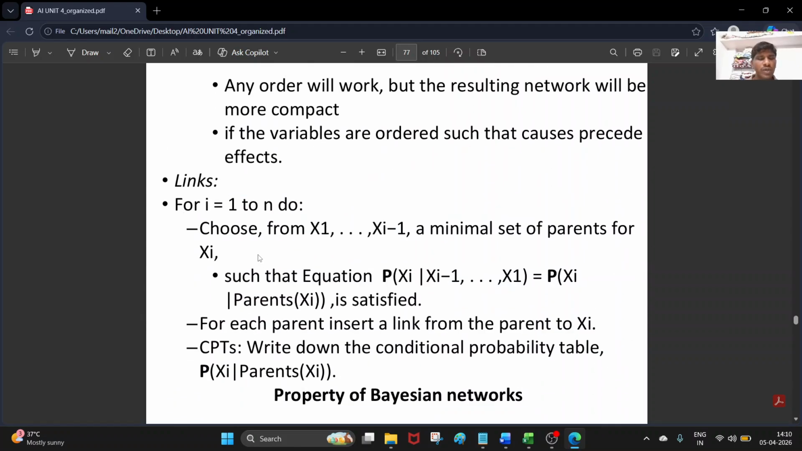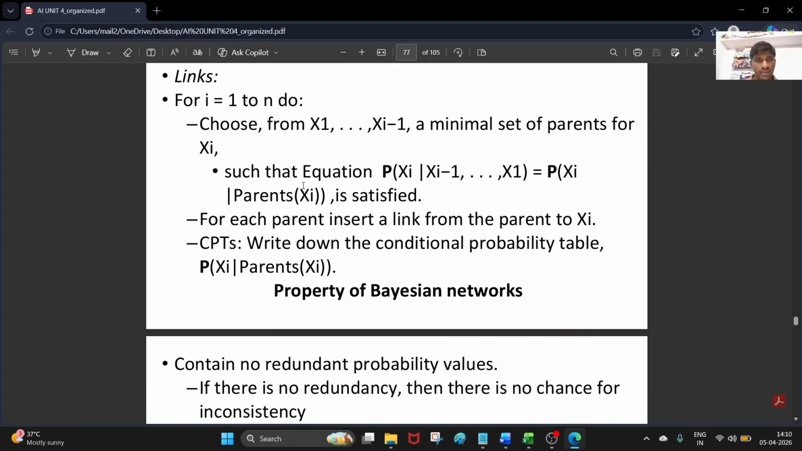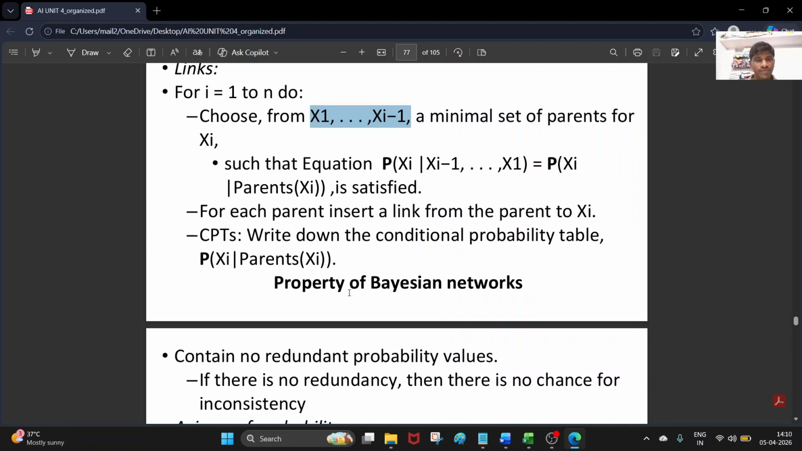Then the link. What is a link? A link is between two nodes, and the arrowhead represents the link. So choose from Xi to Xi minus 1 a minimal set of parents. Among these nodes, you have to select a minimal number of parents. For each parent, insert a link from the parent to Xi. We have to link a node from parent to its child.